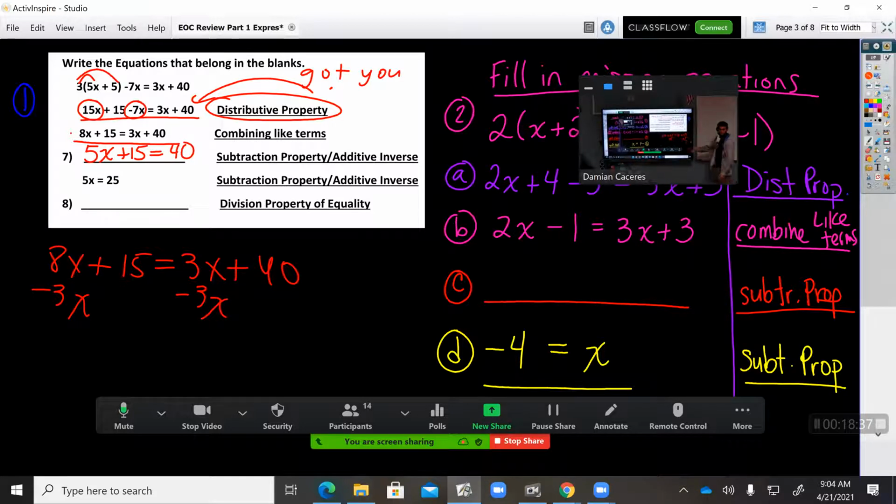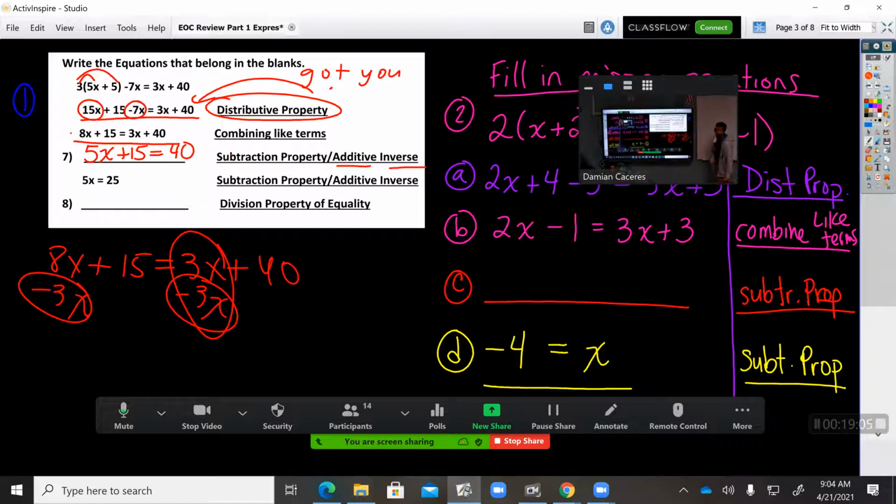Now, what did we do to both sides here? We subtracted 3x. What do we call a property that's subtracted? Subtraction property. Now, I also put additive inverse because additive inverse is also subtraction property, because the additive inverse of positive 3x is negative 3x.